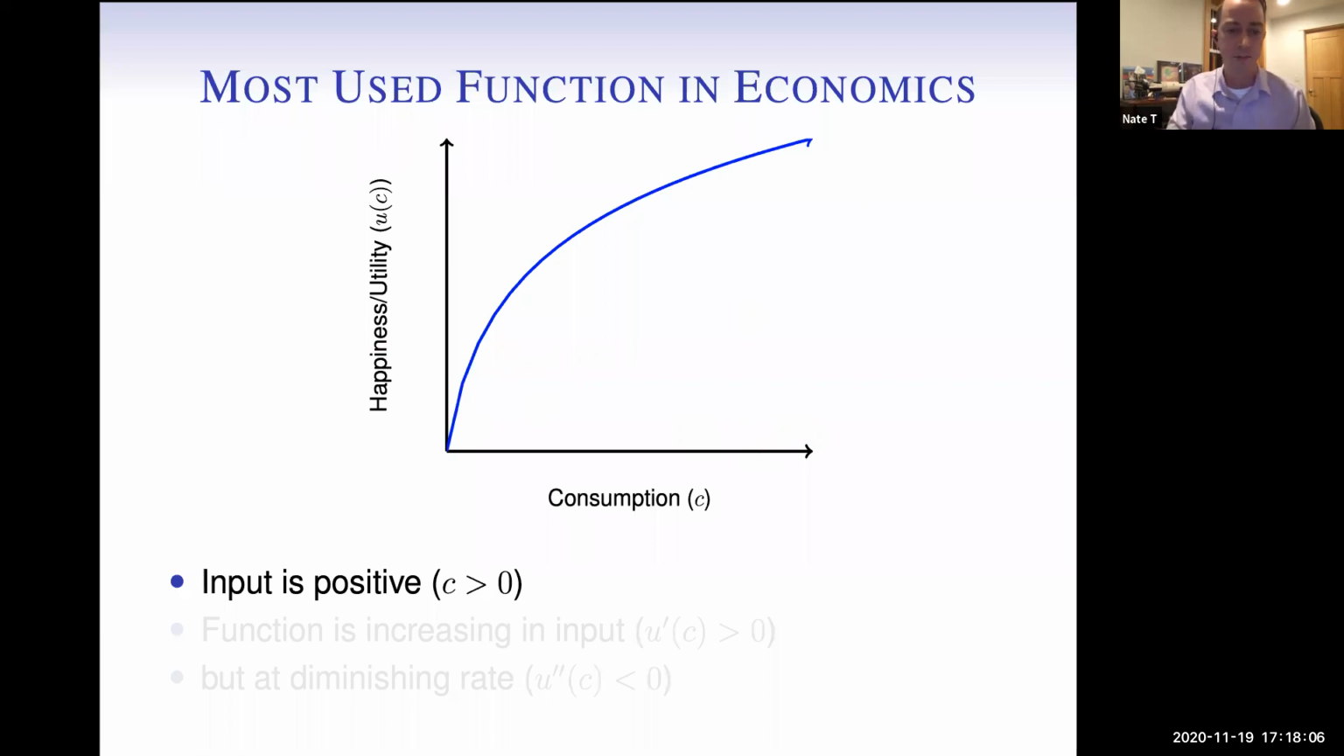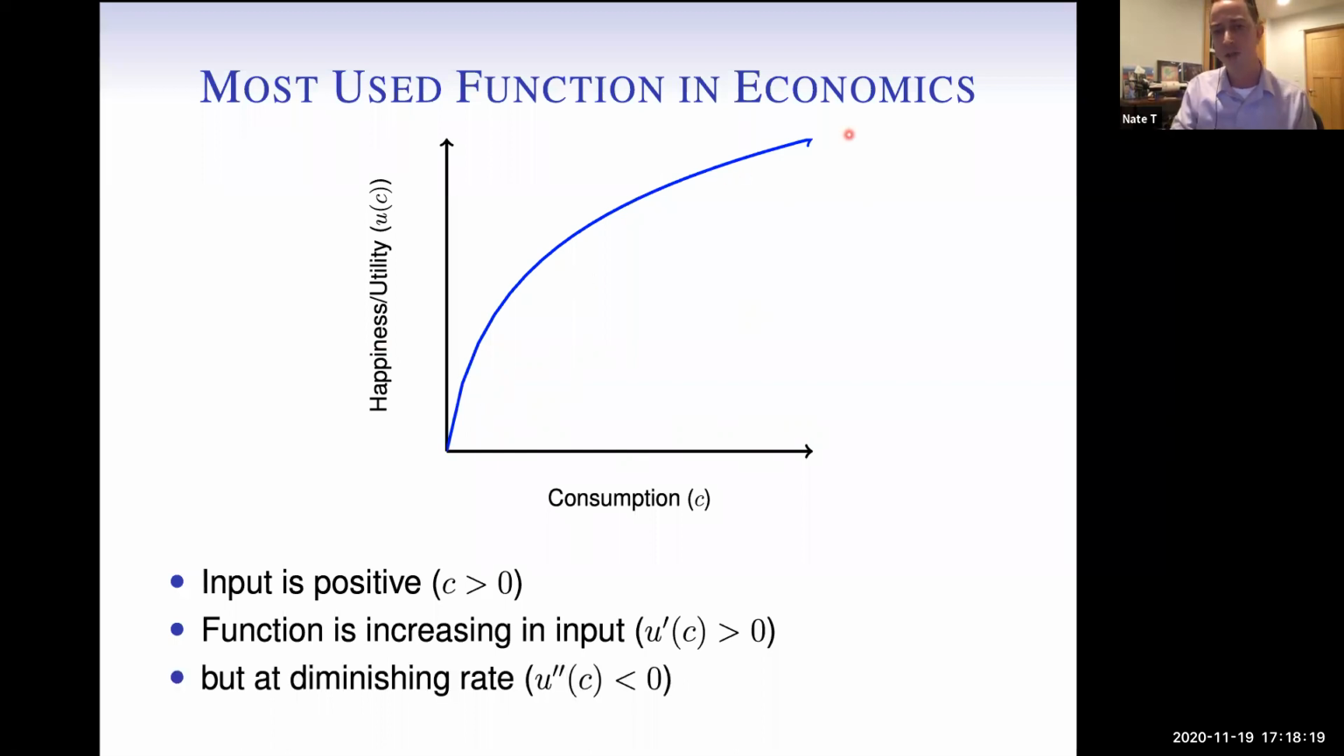And the function is increasing in this input. So if we're thinking about a person and they're consuming goods, the more goods they consume, the happier they tend to be. So it's increasing, but it's increasing at a diminishing rate. So the first pizza slice I eat makes me really happy. The second slice, a little bit more happy, but not as much as the first slice. The third slice, a little bit more happy, but not as much as the second slice. So I've got this function that describes my happiness from eating pizza, and it's diminishing as I eat more slices of pizza.